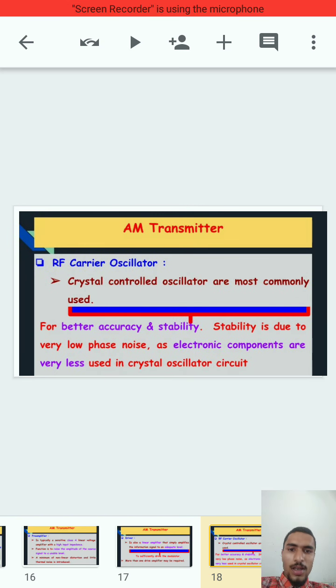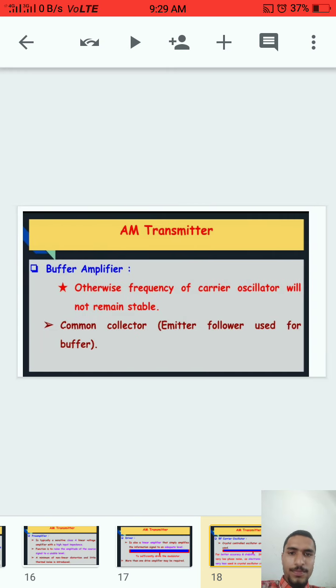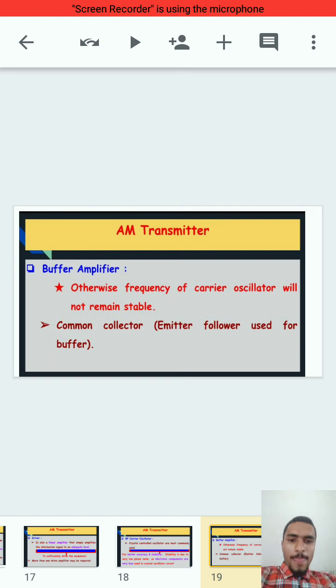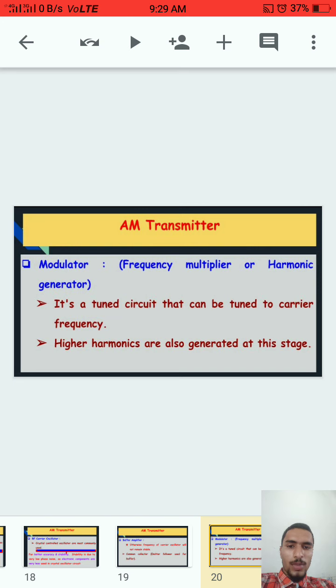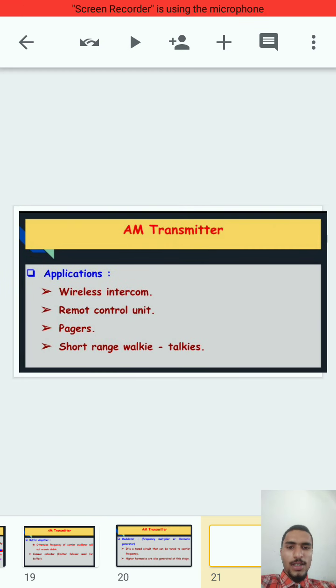RF carrier oscillator. Crystal controlled oscillators are most commonly used for better accuracy and stability. Stability is due to very low phase noise, as very few electronic components are used in crystal oscillator circuits. Buffer amplifier: otherwise the frequency of the carrier oscillator will not remain stable. Common collector, emitter follower used for buffer, modulator, frequency multiplier or harmonic generator. It's a tuned circuit that can be tuned to the carrier frequency. Higher harmonics are also generated at this stage.